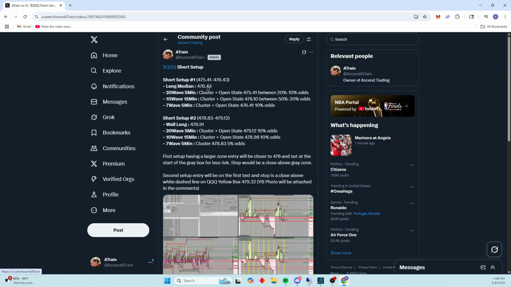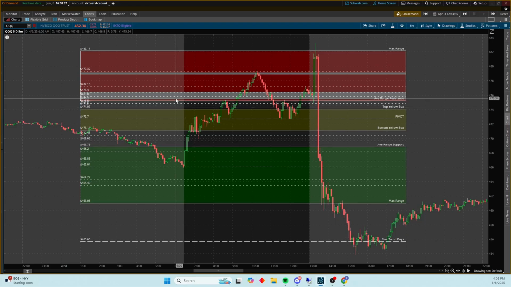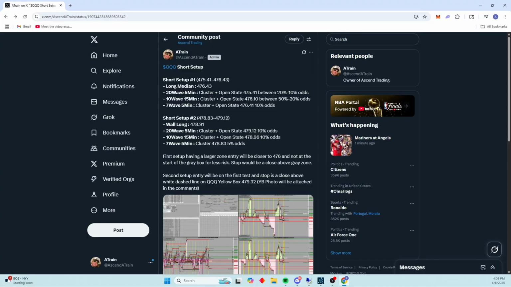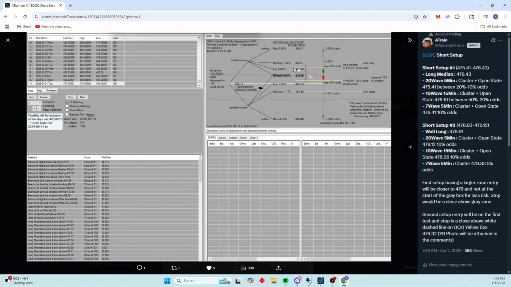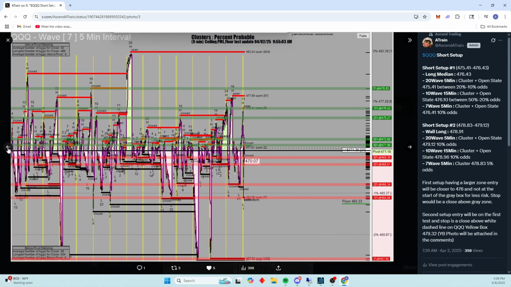The first setup, you had the long median, which is something on the spread monster. This is also another thing, like when I chart these out, I like to get as many confluences as possible, whether it's using things from the spread monster, which we'll show here, or just having levels on the yellow box, like these white dashed lines, just giving you that extra confluence for taking the trades. For this one, the first short setup, we had the long median at 476.43, which you can see right here on spread monster. And then you had the 20-way 5, and you had a cluster plus open state at 475.41 between the 10 and 20% odds. So right here.